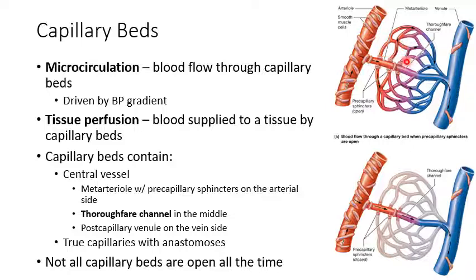Then the true capillaries are branching off from that central vessel. Where they're branching off of the metarteriole part, you have the precapillary sphincters that can control blood flow through the capillary bed. And the capillaries are connected to each other with many anastomoses, many extra paths between these capillaries. So the body can regulate flow through the capillary bed by contracting these precapillary sphincters. If you contract all these sphincters, blood doesn't enter the capillary bed. It just goes straight through the thoroughfare channel and comes out the other side.